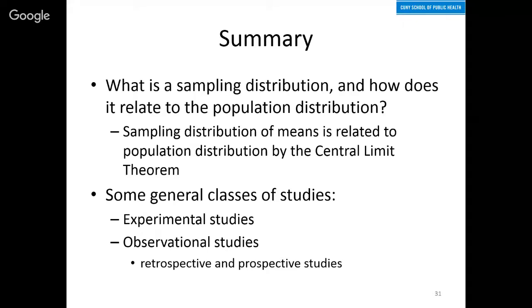And I'm going to wrap up. Here's a summary just for your notes of the key things to remember from the class.